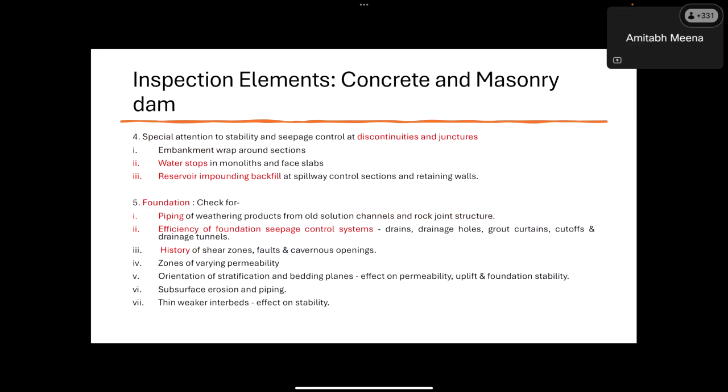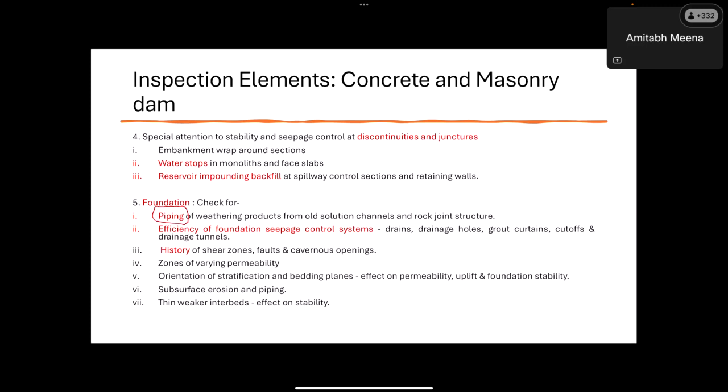Now there are some problems in foundation points also. Piping is normally not observed in concrete dams, but sometimes if the foundation is not rocky or not proper, then there may be some situations of piping also.